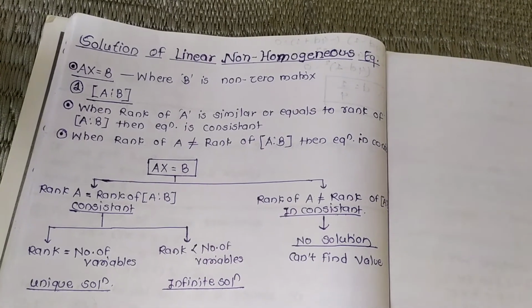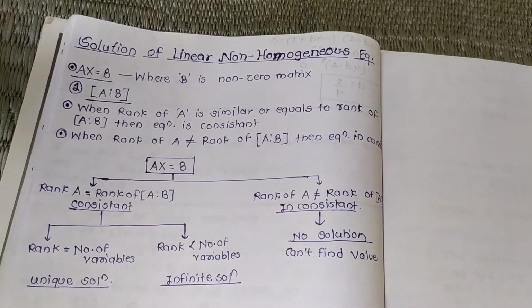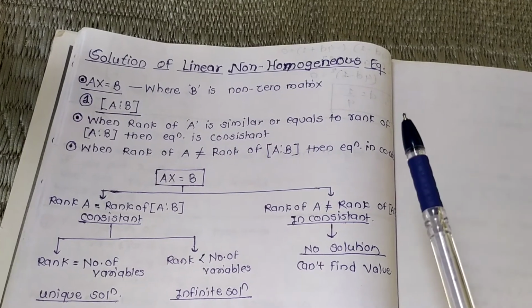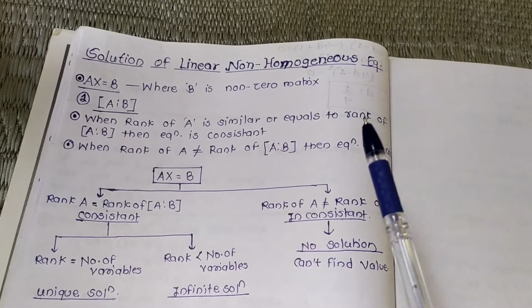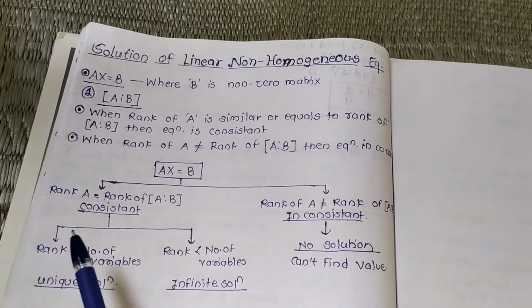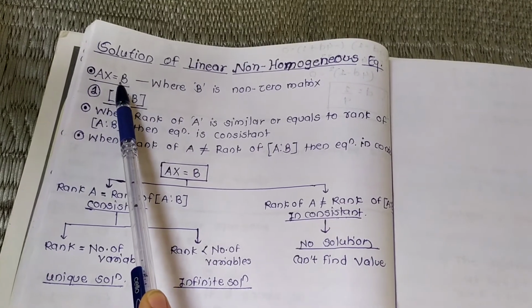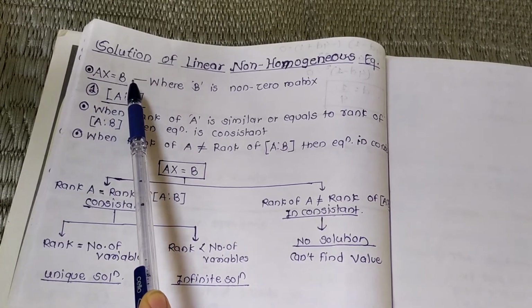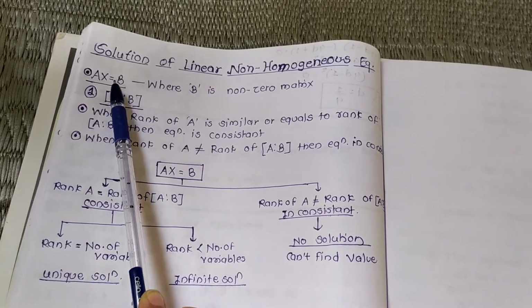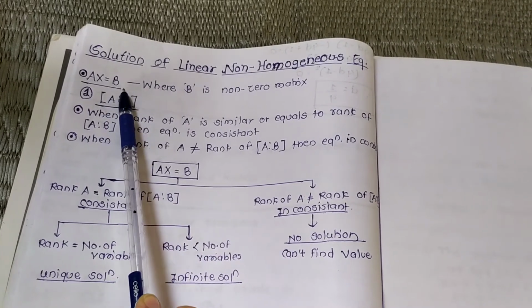In the last lecture, we studied the solution of linear homogeneous equations. In today's lecture, we start the solution of a linear non-homogeneous equation. AX = B, where if B is 0, then it is a linear homogeneous equation system. But where B is non-zero, then the system is a linear non-homogeneous equation system.